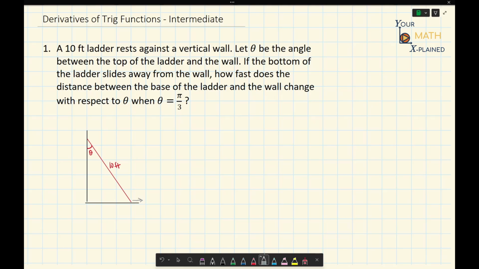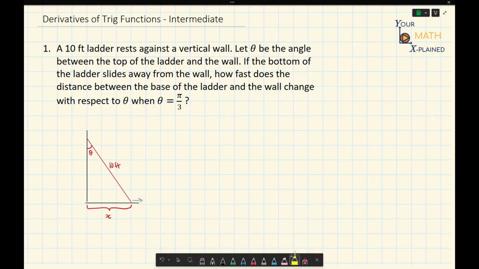And the question is, how fast does the distance between the base of the ladder and the wall change with respect to theta when theta is pi over 3? So let's go ahead and call the distance between the base of the ladder and the wall x. And note that as the base of the ladder slides out, the ladder is going to get flatter and flatter. It's going to look like that, and then if it slides out more, it's going to look like that, which means the angle here is going to be increasing.